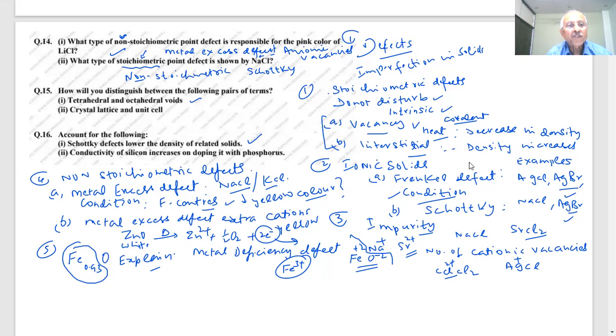Then next question. Conductivity of silicon increases on doping it with phosphorus. Why, students? Increases on doping with phosphorus.